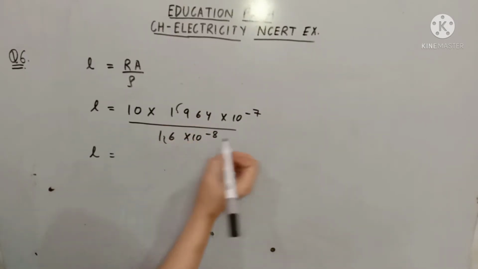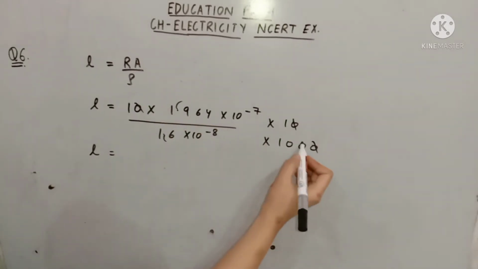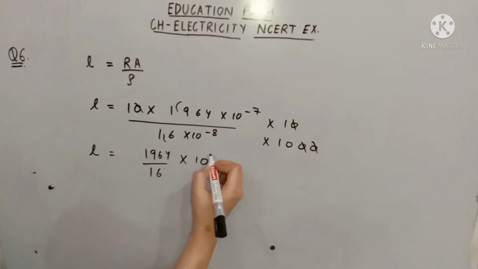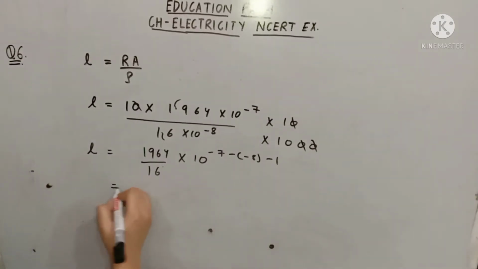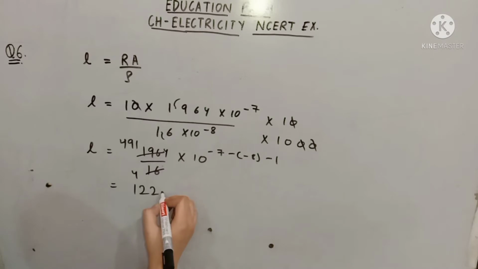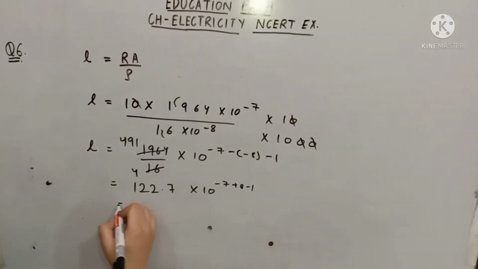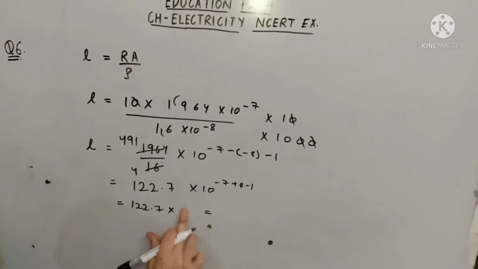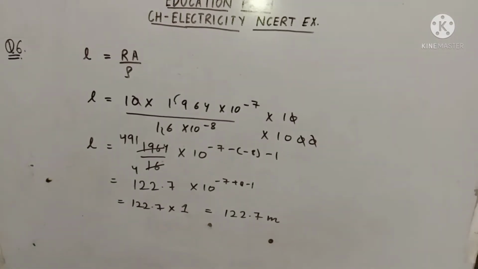Now on solving, 1964 upon 16 into 10 to the power minus 7 minus 8 minus 1. 4 4s are 16, 491. On solving, we will get 122.7 into 10 to the power minus 7 plus 8 minus 1, which is 122.7 into 10 to the power 0, which is 1. The required length is 122.7 meters.